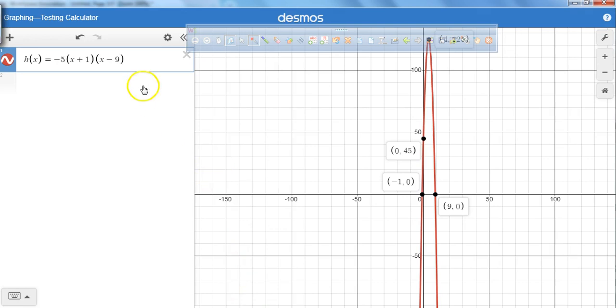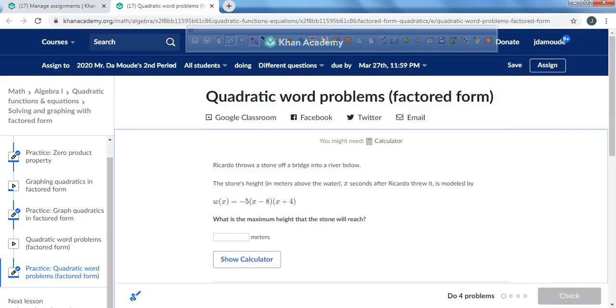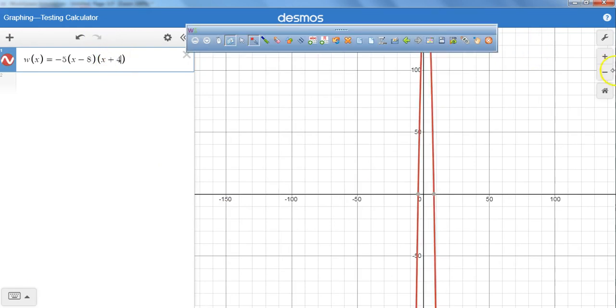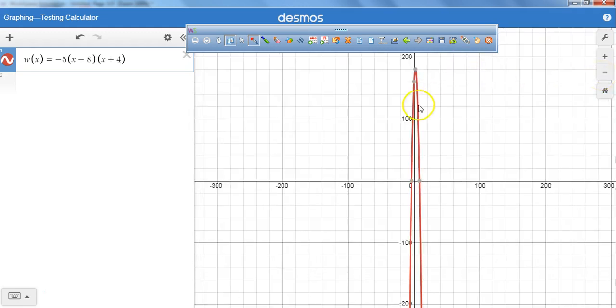Alright, check it out. We got negative 5. Here, I'll even show you. You can even change the H to a W. It's not going to matter. Alright, let's go down here and check this out. It says x minus 8, x plus 4. Now we're going to have to zoom out quite a bit here, but you can kind of still see.